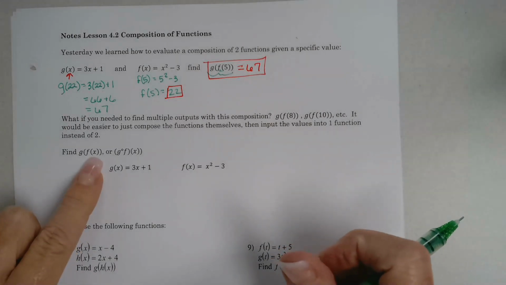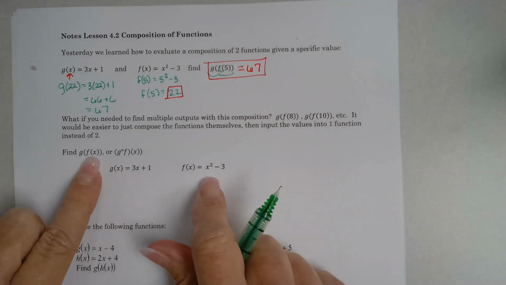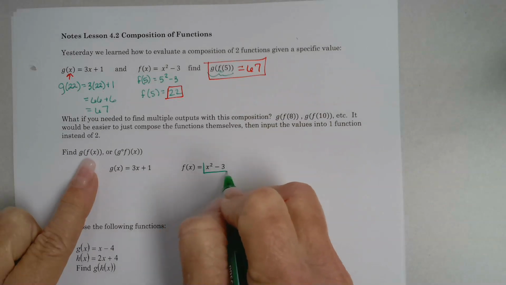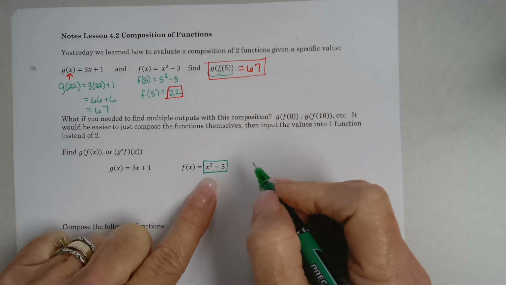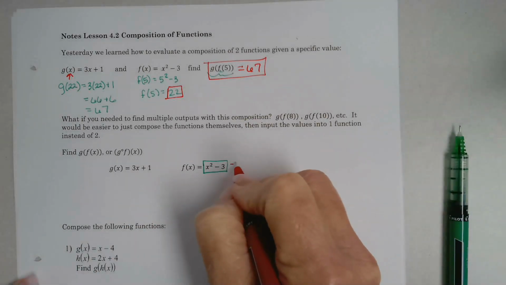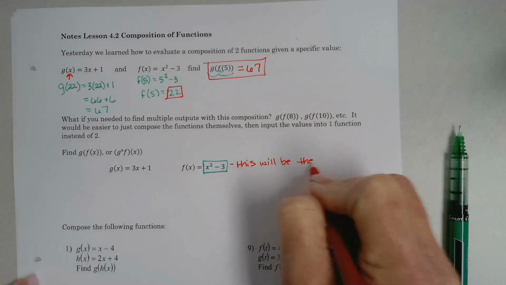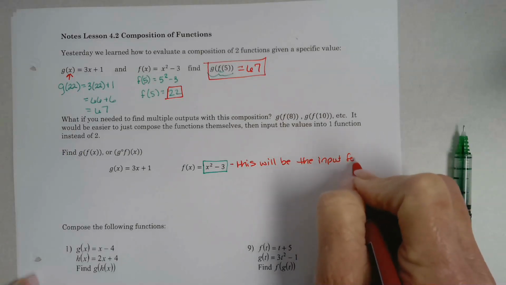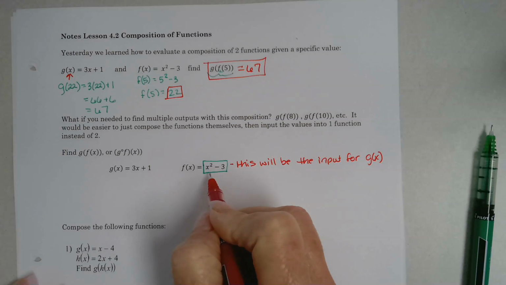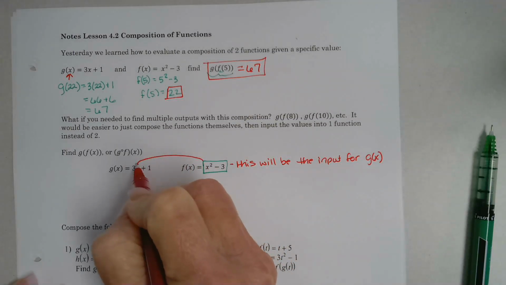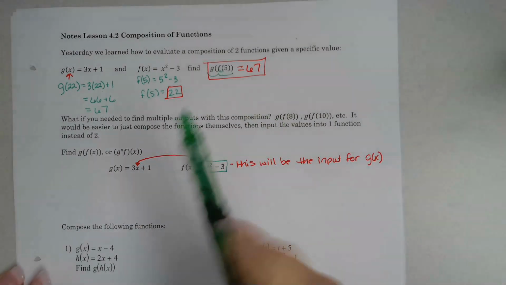So we are going to compose these two functions, g of f of x, which means we are going to take this part, this expression, and this will be the input for g of x. Okay, so all of this, x squared minus 3, will replace the x in the other equation. So this is what it would look like.